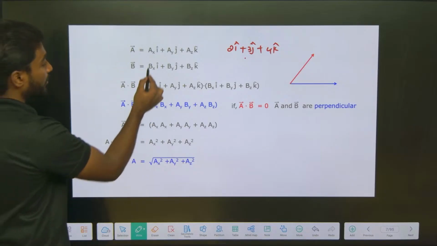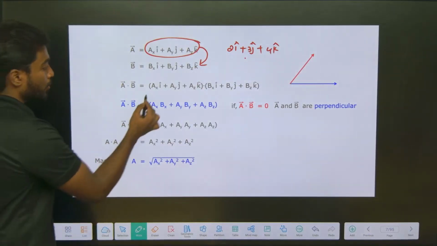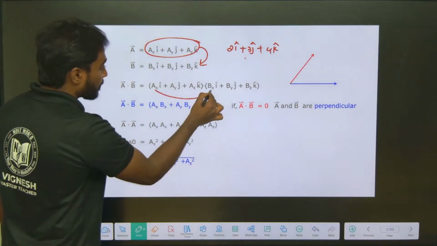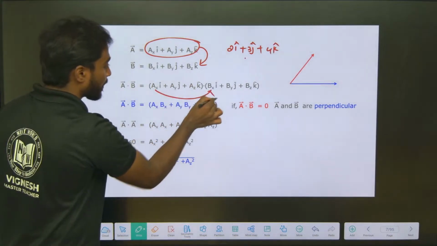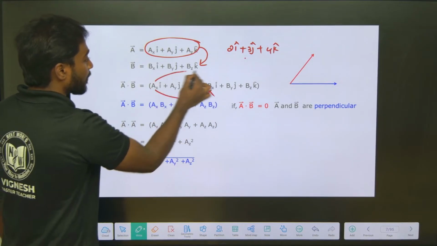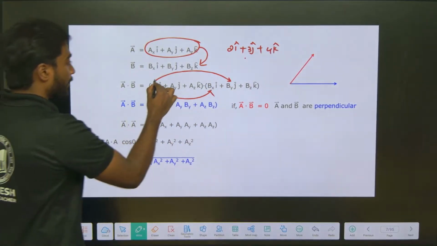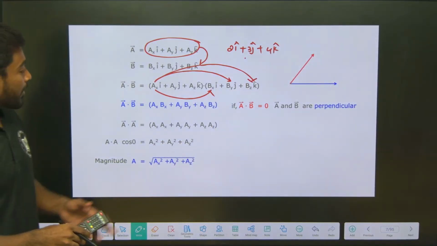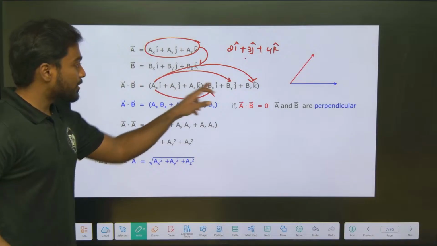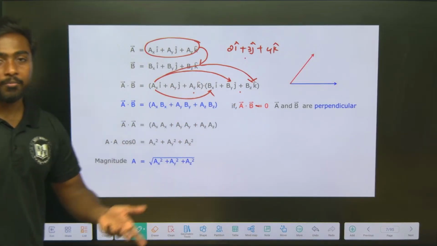So a dot b, in a sense, I can multiply these terms, right? If I multiply ax i dot bx i, I can multiply. Next ax i with by j, so i dot j is 0. Then i dot k also will be 0. So I can understand here i dot i I can multiply, j dot j I can multiply, k dot k I can multiply directly. Remaining things obviously are 0.